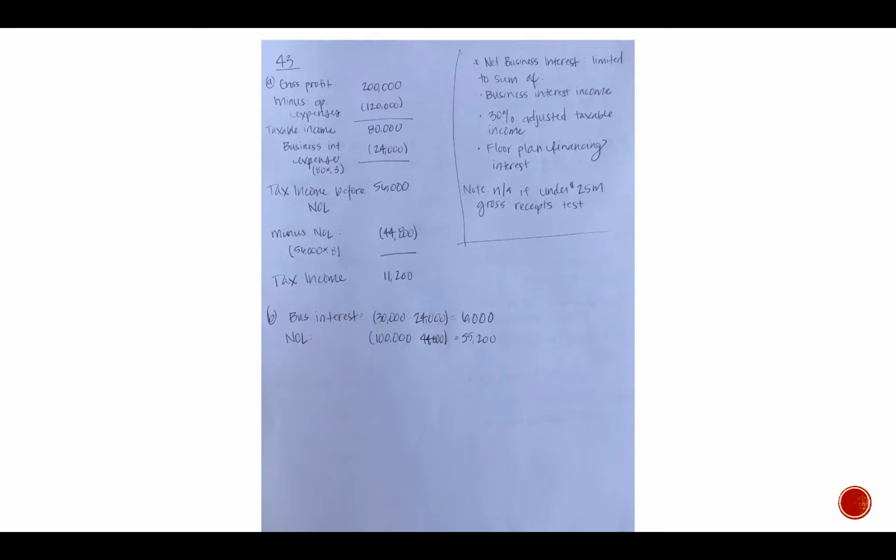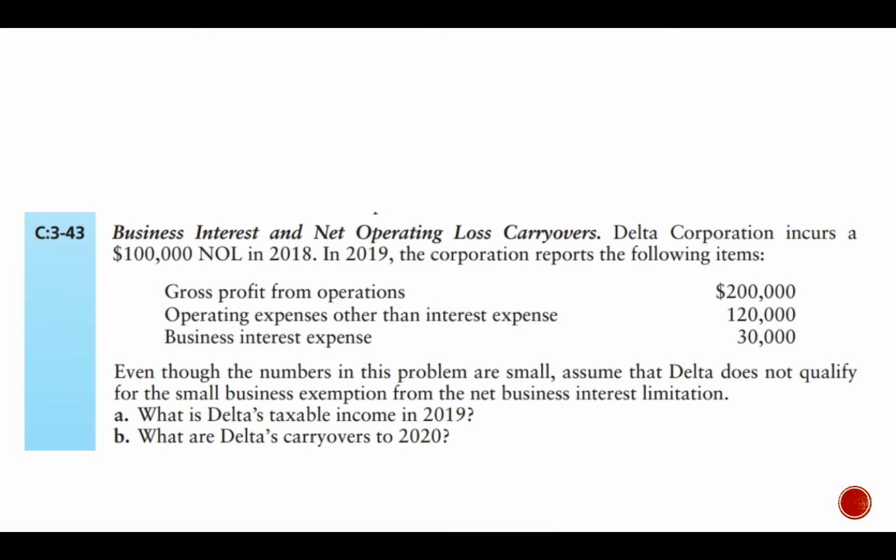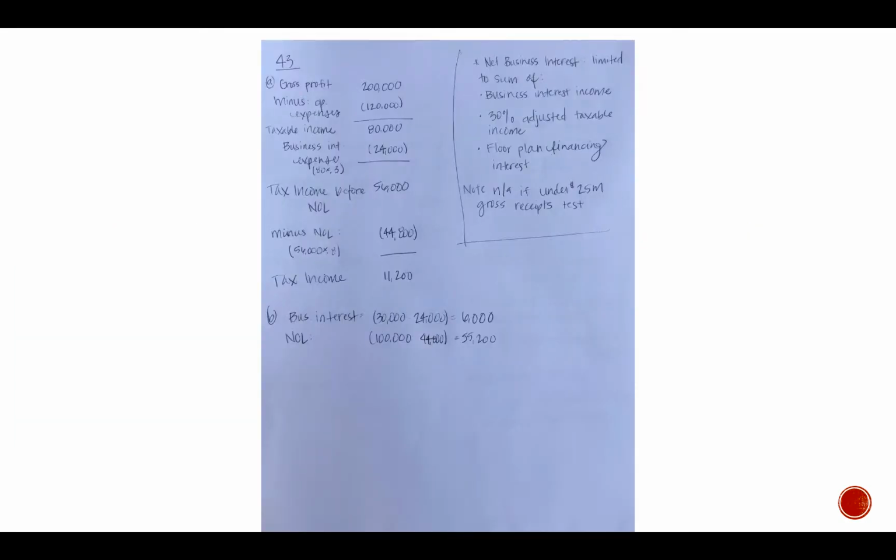Now I have this net operating loss. My net operating loss is going to be limited to 80% of taxable income before the net operating loss. So I take that $56,000, multiply it by 0.8, that's $44,800 that I can deduct this year, making my taxable income $11,200. Part B, what are their carryovers to 2020? Business interest has a $6,000 carryover, and my net operating loss has a $55,200 carryover.